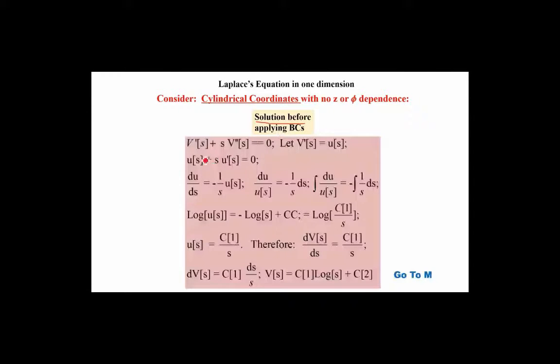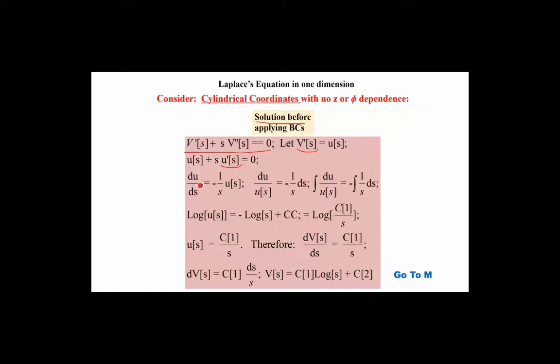We expect to get some arbitrary constants. So here's our equation, the one that we've derived. To solve it, we're going to let the first derivative of v with respect to s be a function of s, u of s. So substituting that in, here's our v prime of s, so that's u of s. V double prime of s is equal to the first derivative of u of s, and then we have this times s, which is equal to 0. Solve for u prime of s, which is du ds, and you get minus 1 over s times u of s.